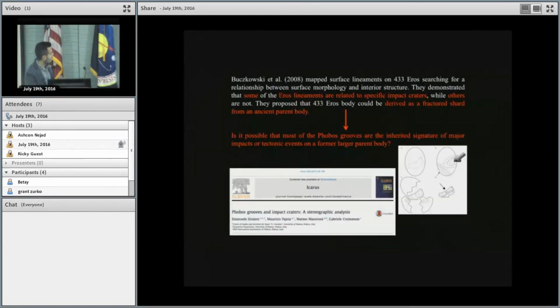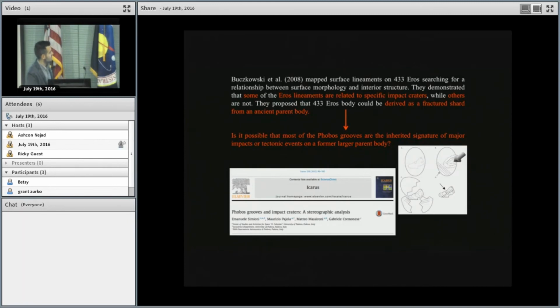So at that time, we were considering, in the paper that we published in 2015, Bukowski et al. In 2008 was showing that some of the Eros lineaments are not really related to specific impact craters, and they were suggesting that these kinds of grooves that we observe on the surface of Eros can be derived as a fracture. They are the result of emplacement of craters on a previous asteroid, and then Eros is just a shard that inherited these scars.